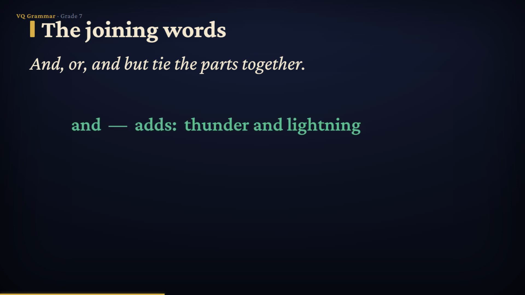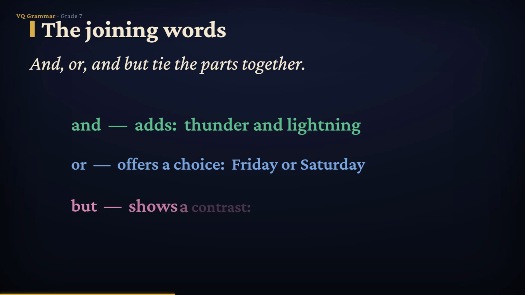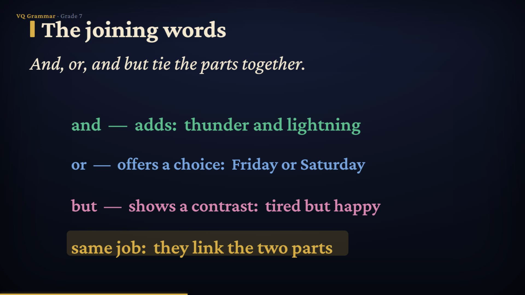Let's slow down on those joining words because each one carries its own flavor. And piles things together, like thunder and lightning. Or lays out a choice, like Friday or Saturday. And but signals a contrast, a little twist, like tired but happy. They may feel different, but they all do the same grammar job. They link the two parts, whether those parts are subjects or verbs. Notice one of these words, and a compound is usually nearby.